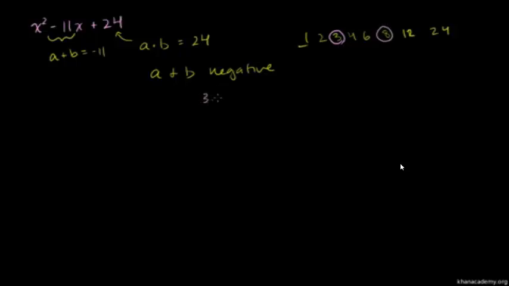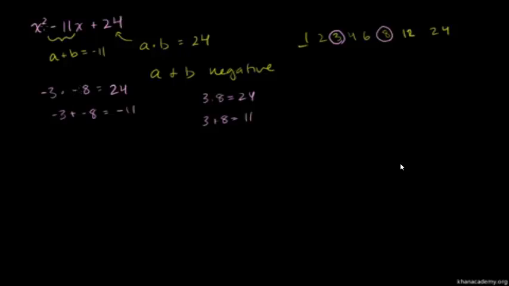3 times 8 is equal to 24. 3 plus 8 is equal to 11. But that doesn't quite work out, right? Because we have a negative 11 here. But what if we did negative 3 and negative 8? Negative 3 times negative 8 is equal to positive 24. Negative 3 plus negative 8 is equal to negative 11. So negative 3 and negative 8 work.